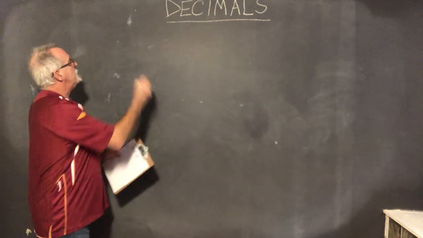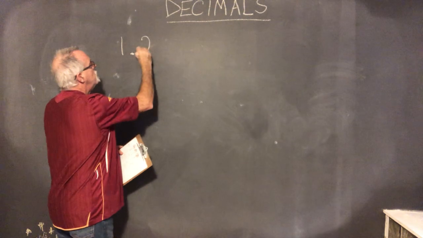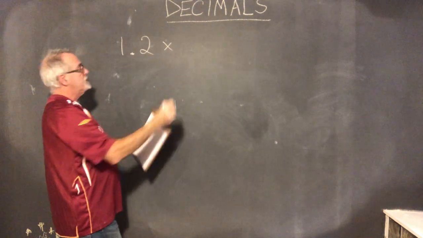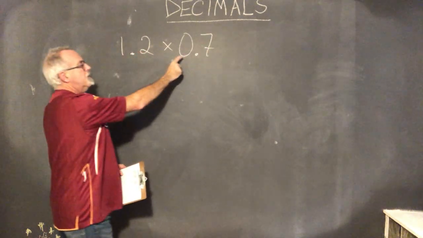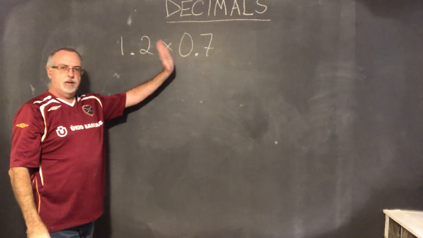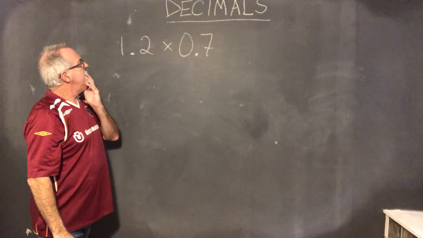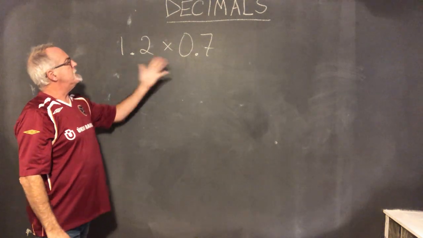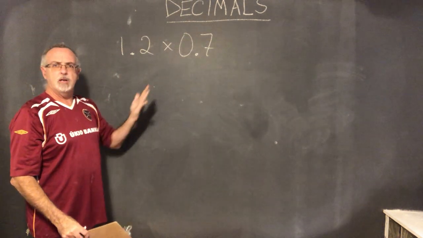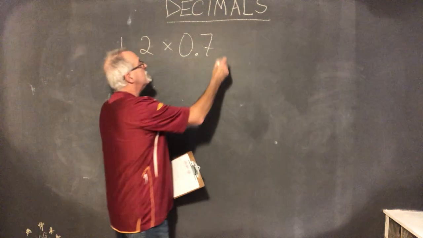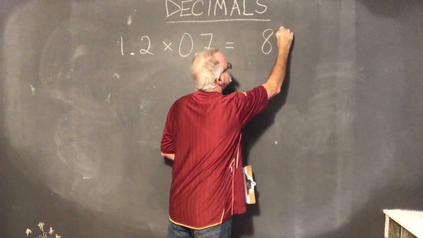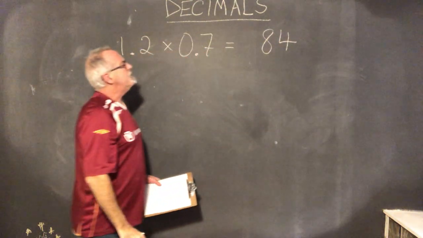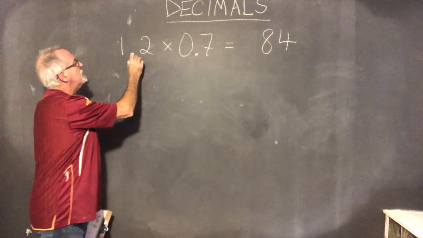Okay, 1.2 times 0.7. Okay, so this 0 isn't trying to trick me. It's to the left of the decimal. It's not the same problem. But all I see if I ignore the decimals is 12 times 7. And I can do 12 times 7. That's in the multiplication tables. That's 84. So I'm going to leave space just in case I need it. I write 84, and then I'm going to start counting decimals.